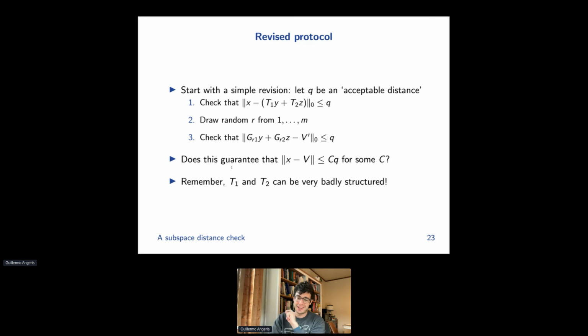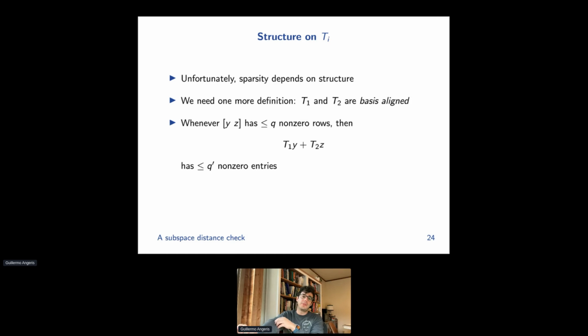And indeed, I think in the homework I'm going to probably put an exercise where I'm going to ask you to construct T1 and T2 such that a single error will actually cause you to be very, very far away from the vector space. Okay, so to do that, we need to specify one more thing on T1 and T2, which is that they are basis aligned.